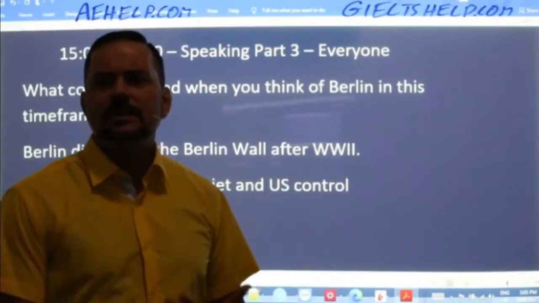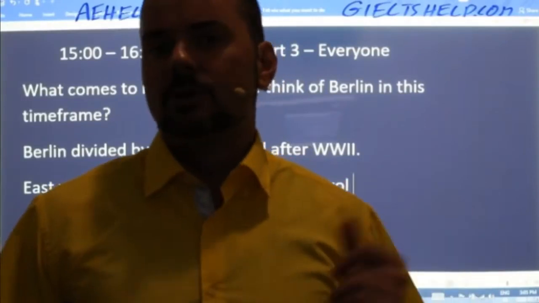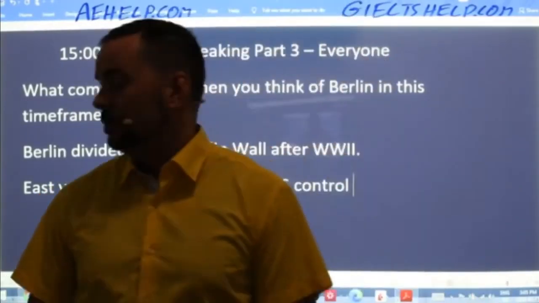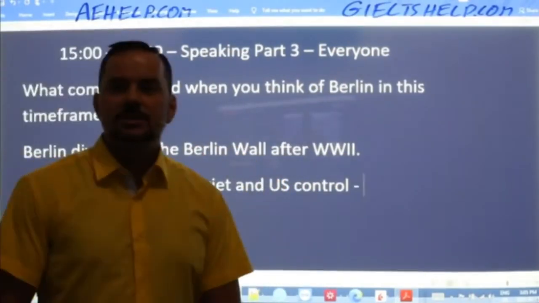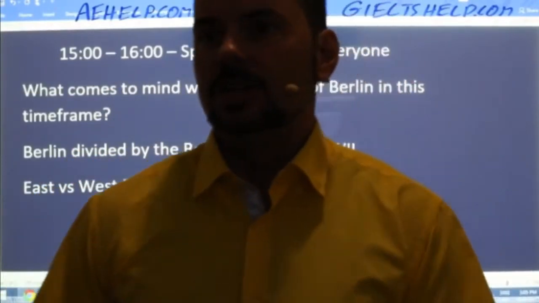And what else did that mean? So, what does that mean that East Berlin was controlled by the Soviets? So, it wasn't just controlled by these two powers, but it was controlled by different kinds of ideologies. What were the two different ideologies that occupied it?